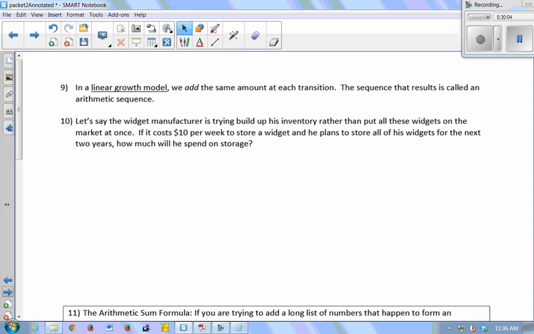Let's say that this widget manufacturer is trying to build up his inventory rather than put all these widgets on the market at once. It costs $10 per week to store a widget, and he plans to store all of his widgets for the next 2 years. How much money is he going to be spending on storage? Take the number of widgets times $10 times what? Times 52 for the number of weeks.